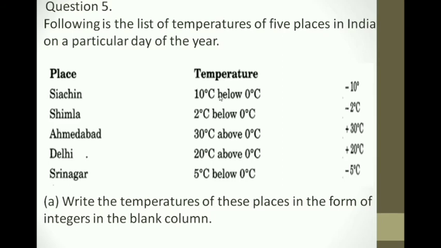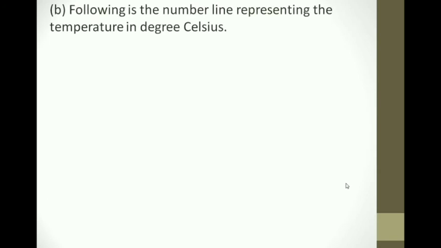So write the temperatures of these places in the form of integers in the blank column. Look here, 10 degree Celsius below, that means negative 10, 2 degree below, that means negative 2, 30 degree above, that means positive 30, 20 degree above, that means positive 20, and 5 degree below, that means negative 5. Okay, so the second question is, following is the number line representing the temperature in degree Celsius.